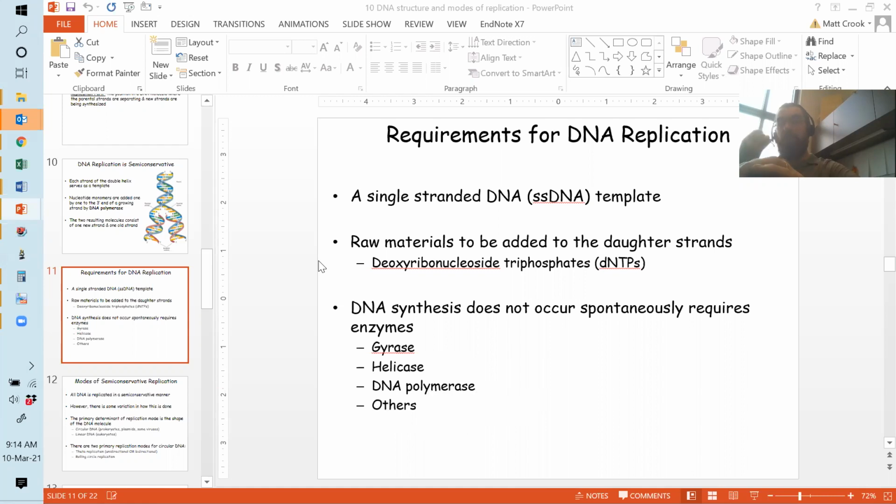And also you need a bunch of raw materials, right? You need these dNTPs, right? The A's, the T's, the C's, and the G's, right? And they contain both the bits that are going to get added and also the energy to catalyze that phosphodiester bond reaction.